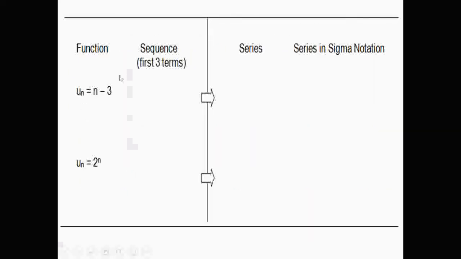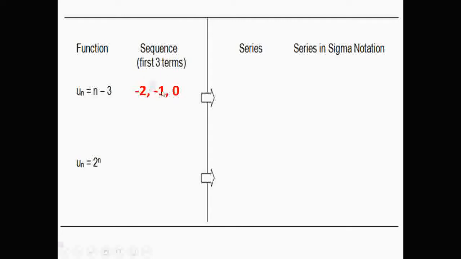Okay, so for example, let's say we had this function here, or this sequence rule here, u sub n equals n minus 3. The first three terms, what would they be? So if you put 1 in here, 2 in here, 3 in here, what would you get? Well, the first three terms in the sequence are -2, -1, and 0.